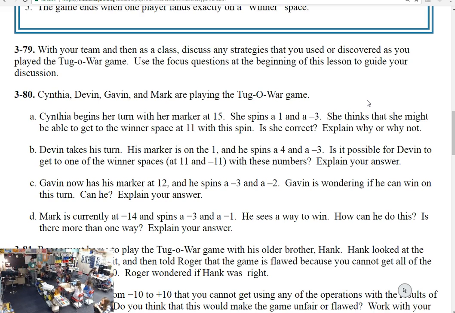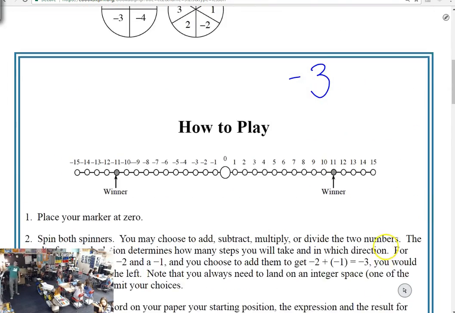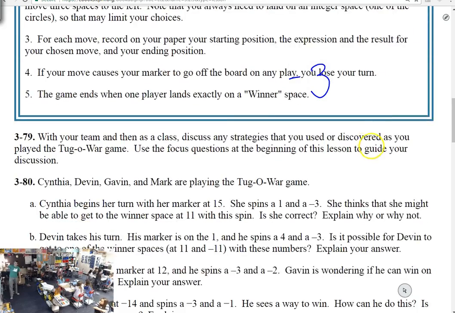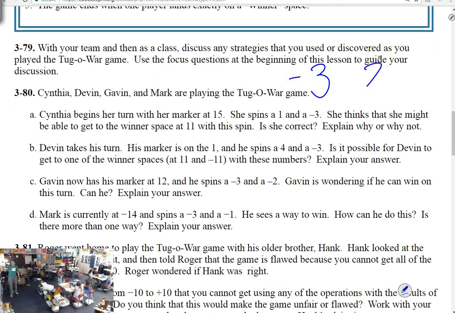When she spun her numbers, does it matter what operation she uses? Does it matter what operation you use to combine numbers? I heard somebody say, I spun, let's say, -3 and a 2, right? What would I get if I added these? -3 plus a +2. -1. Somebody said it. My negative's stronger, right? I get -1. What would I get if I multiply these?